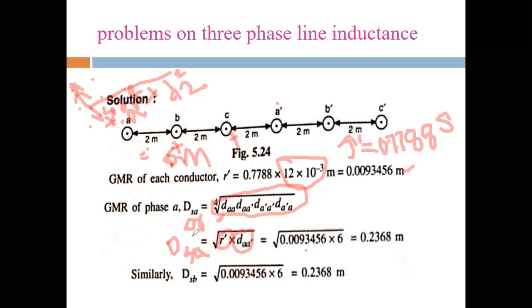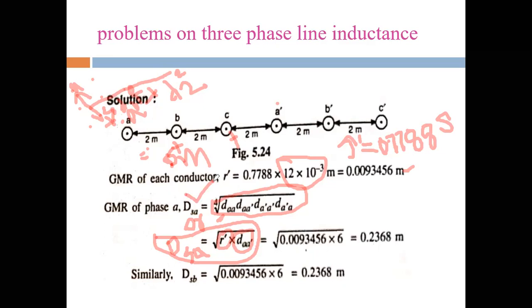Or we calculate by using this formula also. DSA is equal to the square root of r dash into the distance A to A dash, that is 6 meters. Therefore, R dash is 0.009346 into 6, that is equal to 0.2368 meters.